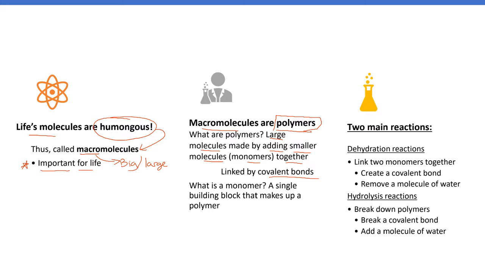What is a monomer? A monomer is a single building block that makes up a polymer. Okay, so let me give you an example here. Let's build you ladies some pearl necklaces. I don't know if you've ever seen a pearl necklace before, but they're very pretty. Supposedly, they're very expensive as well, right? So how do we make you ladies a very nice pearl necklace?